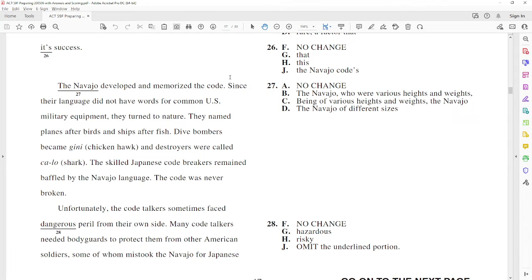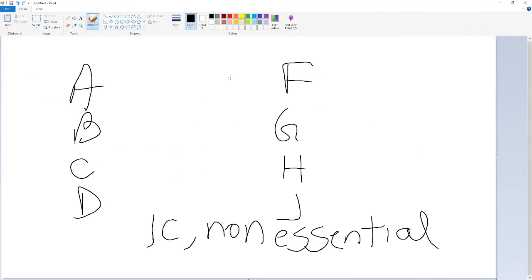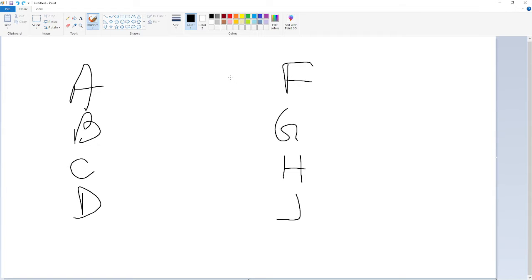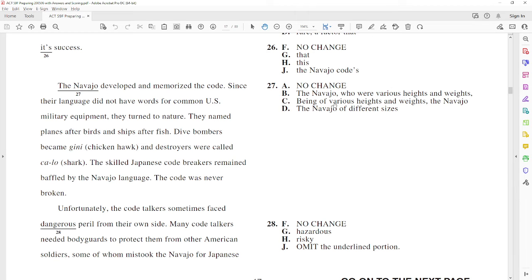Now, if we actually want to go through and analyze those choices by matter of explanation, and as I'm saying that, let me delete this extra stuff from there. B says the Navajo, who were various heights and weights.